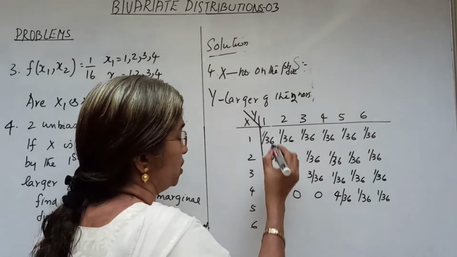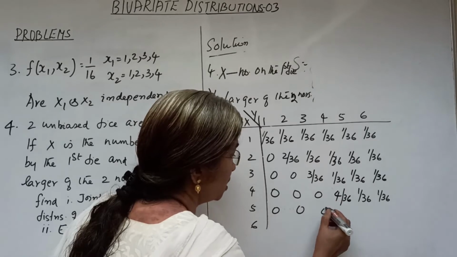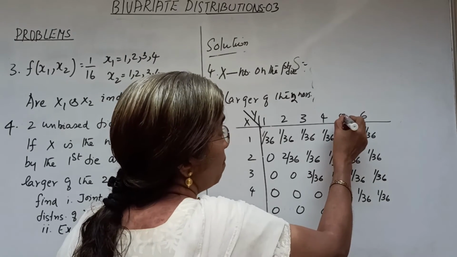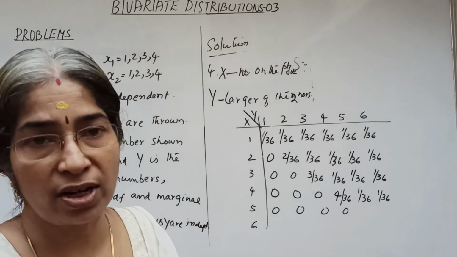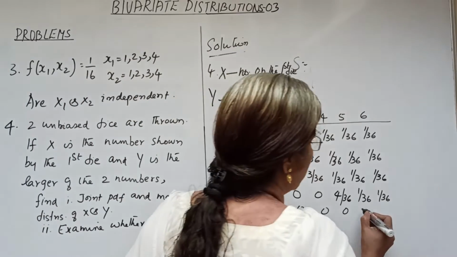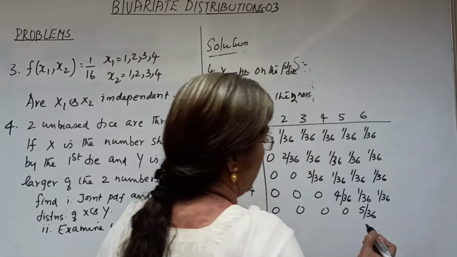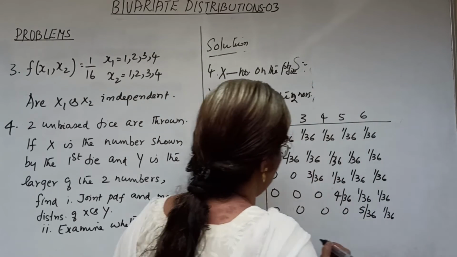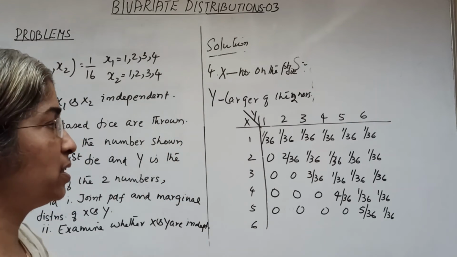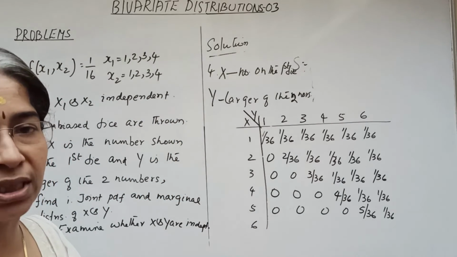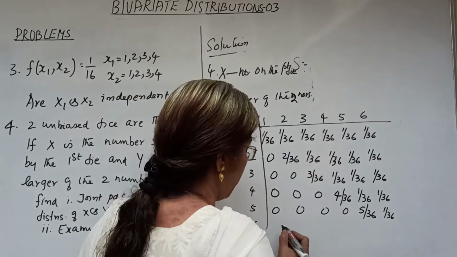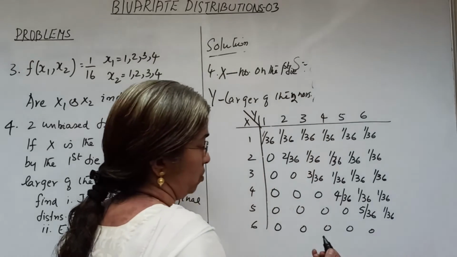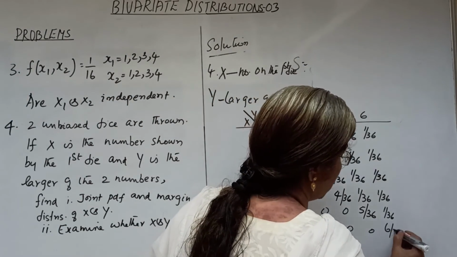For the fifth row, the larger being 1 doesn't exist, so all these probabilities are 0. And what about the larger of the numbers being 5? It is for (5, 1), (5, 2), (5, 3), (5, 4), (5, 5), so the probability is 5 by 36. And only (5, 6) has the larger as 6, 1 by 36. Now for the sixth row, x = 6 means (6, 1), (6, 2), (6, 3), (6, 4), (6, 5), (6, 6) are the pairs, so the larger being 1 and so on doesn't exist. All these take the value 0 probabilities, and the last one is 6 by 36.